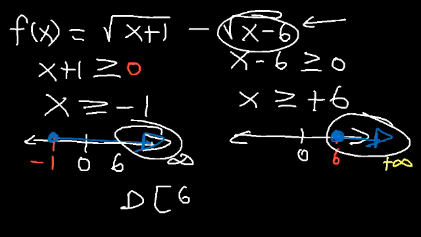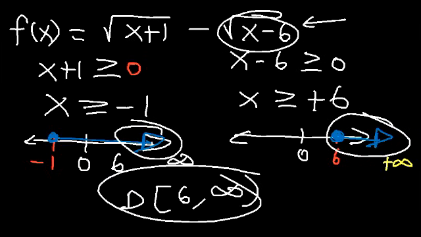It's going to start at 6. It includes 6, but it goes to infinity. This domain works for both radicals.